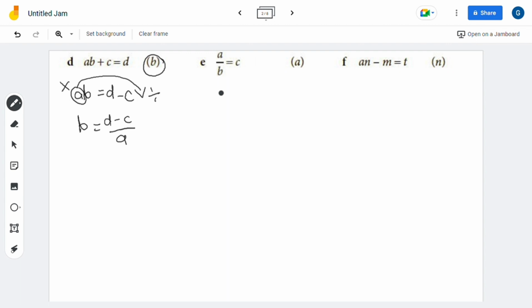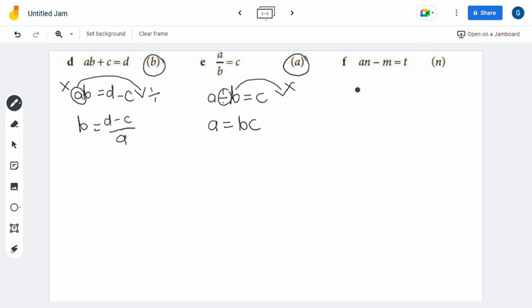And for this question, a over b equals c, we need to make a the subject. So a divide b equals c. So to find a, we can shift b over here. Here b is used as divide, so as it is shifted over here, it will become times. So a equals to b times c.